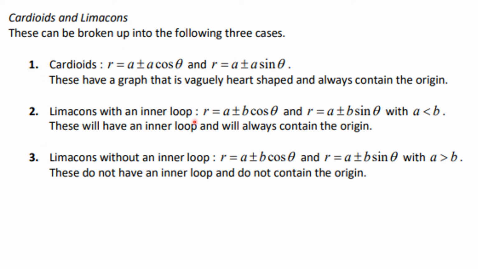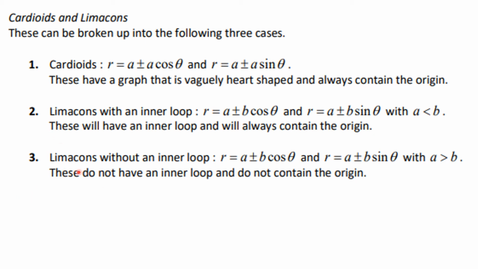Limacons with an inner loop, and I showed you one with an inner loop, are of the form r equals a plus or minus b cosine theta. These numbers are not necessarily equal. Or r equals a plus or minus b sine theta, with a less than b. So if a is less than b, there will be an inner loop, and these will always contain the origin.